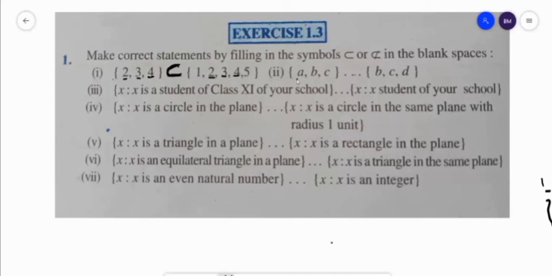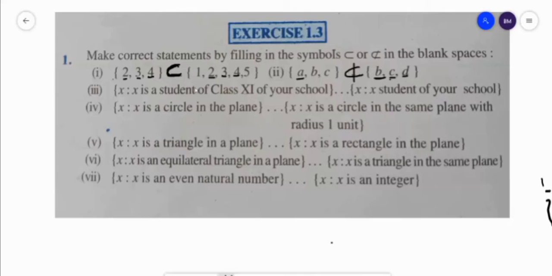Next, check {A, B, C}, Roman 2. A is there, but A is not in the second set. Therefore, this {A, B, C} is not a subset of the second set {B, C, D}.